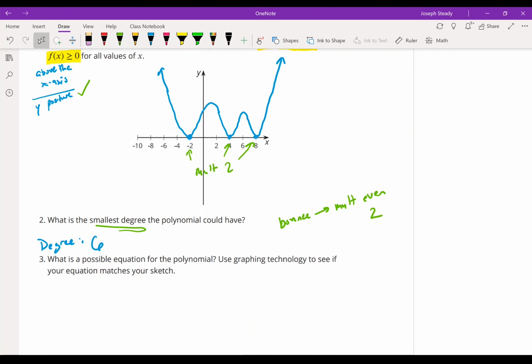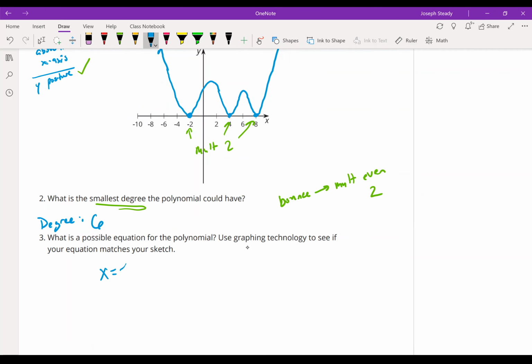So let's try to write an equation here. If I have x equals -2 as one of my x-intercepts, that's going to give me x plus 2 as a factor. But remember, this has to have a multiplicity of 2 at least, but it has to be even, so I'm going to give this squared.